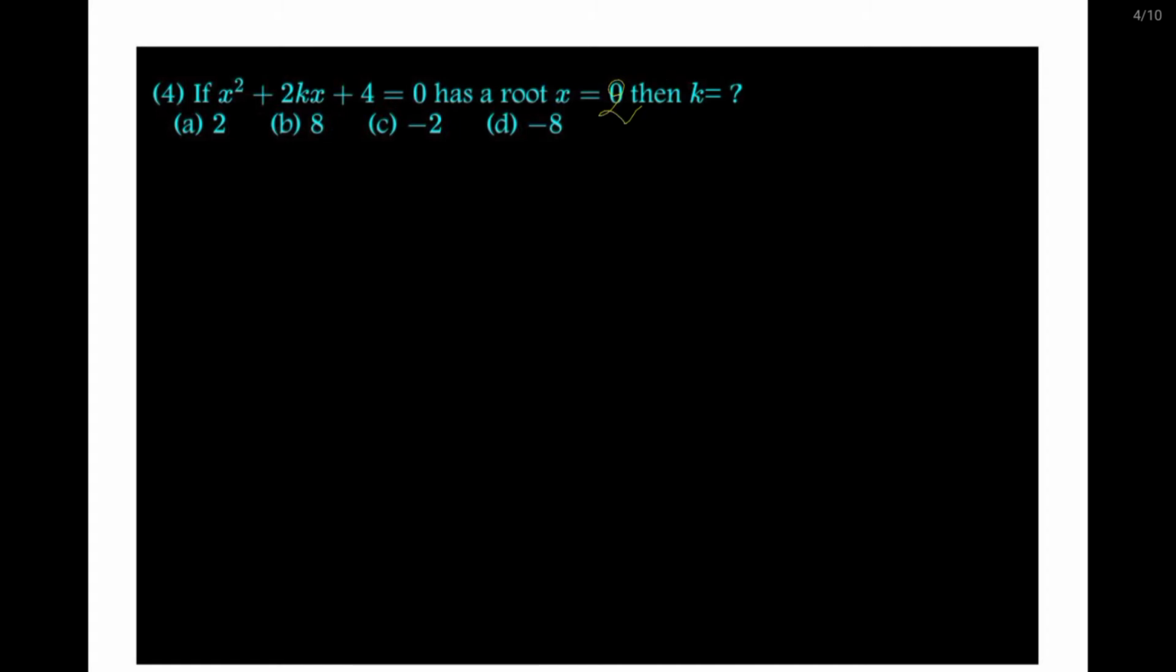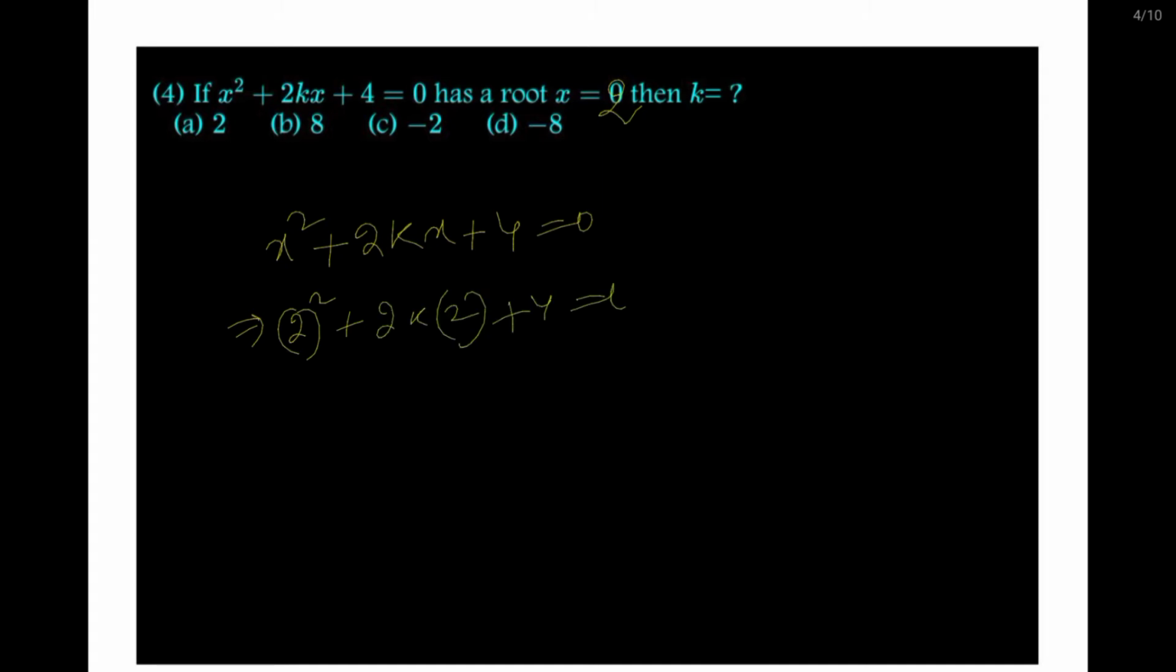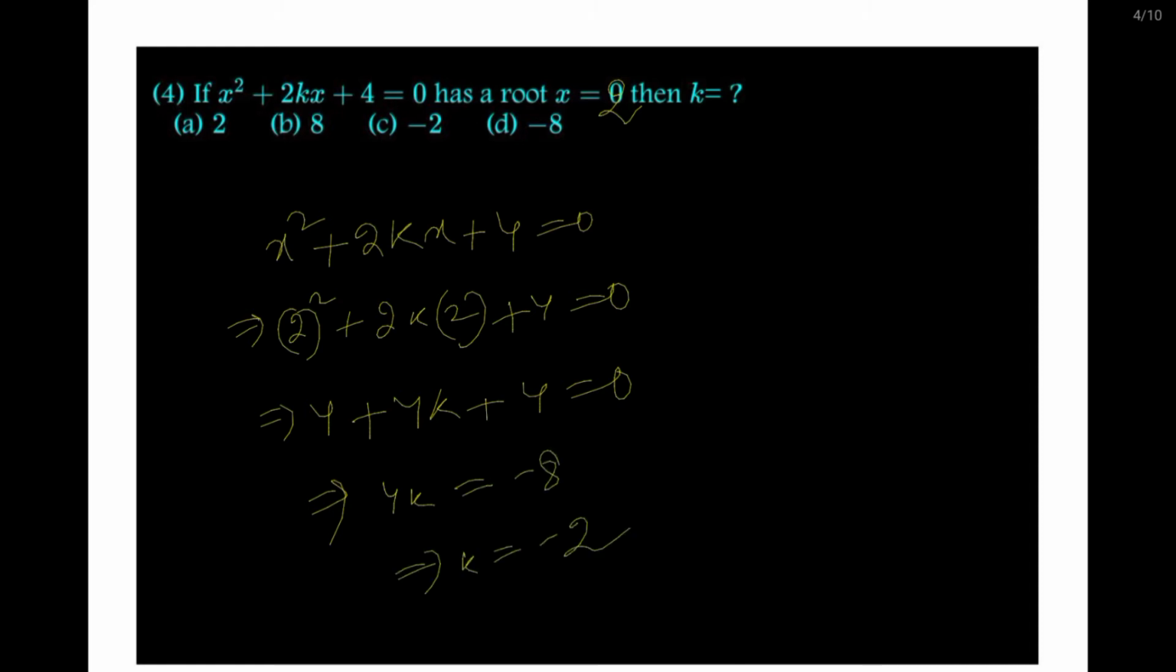And when x is equal to 2, then we can put x is equal to 2 in this equation. So let's make that change: x square plus 2kx plus 4 is equal to 0. If we put x is equal to 2, then we get 4 plus 4k plus 4 is equal to 0. From this we can say that 4k is equal to minus 8, and this way you can find the value of k as minus 2. So this is the answer.